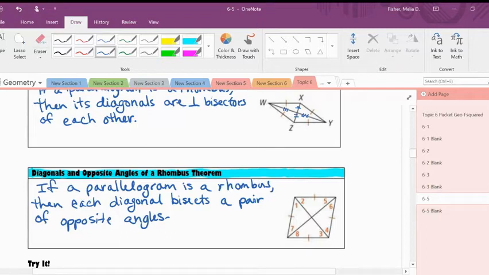That means that angle 1 is congruent to angle 2. Angle 3 is congruent to angle 4. Angle 5 is congruent to angle 6. And angle 7 is congruent to angle 8.